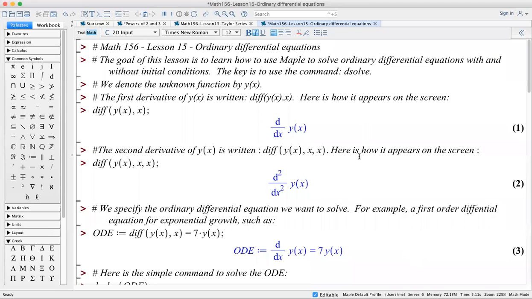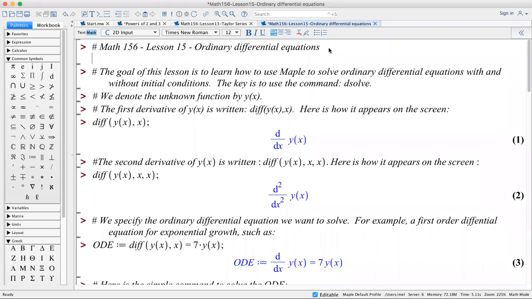Hey, this lesson is on ordinary differential equations. This is the last topic in Math 176, and you learned how to solve growth and decay equations and also equations using separation of variables. The remarkable fact is that there's an extremely simple command in Maple that will allow you to solve almost any ordinary differential equation. So the goal of this lesson is to learn how to use Maple to solve ordinary differential equations with or without initial conditions.